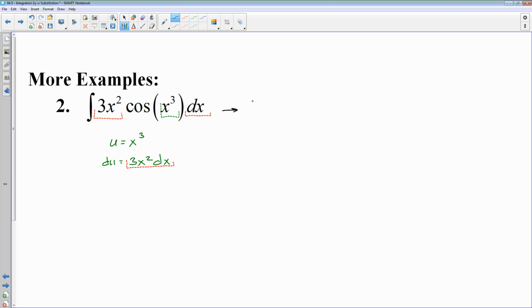So now I'm going to substitute all of that out. It's cosine of x cubed, but instead of x cubed it's my u, and then 3x squared dx, that's the du. So now I only have the antiderivative of cosine u, which is sine of u plus c, and then you plug your x cubed back in. So our answer is sine x cubed plus c.